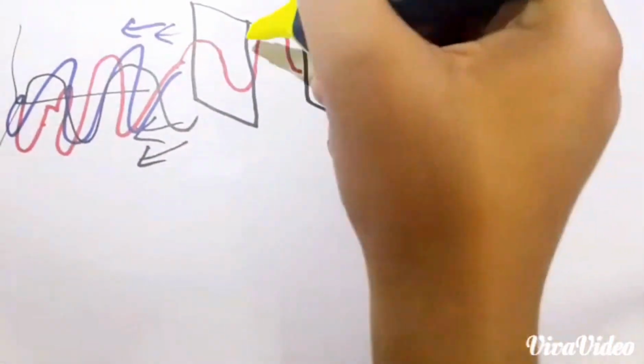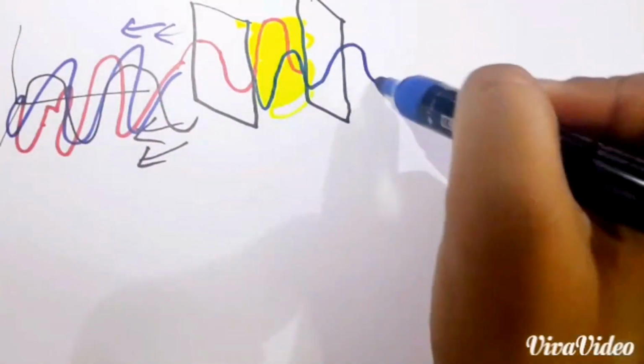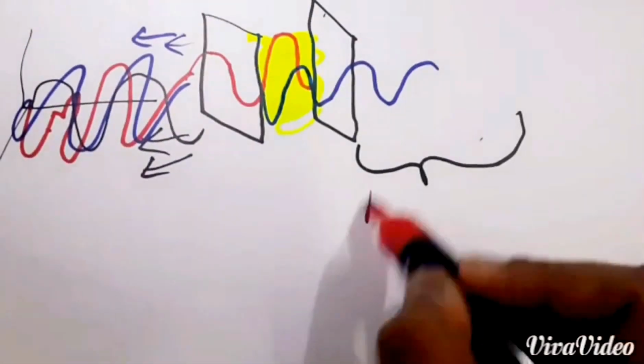Well, here's where the liquid comes in. This liquid is a natural liquid that will twist the plane of polarization of the light by 90 degrees, thus allowing us to see a clearer and sharper image.